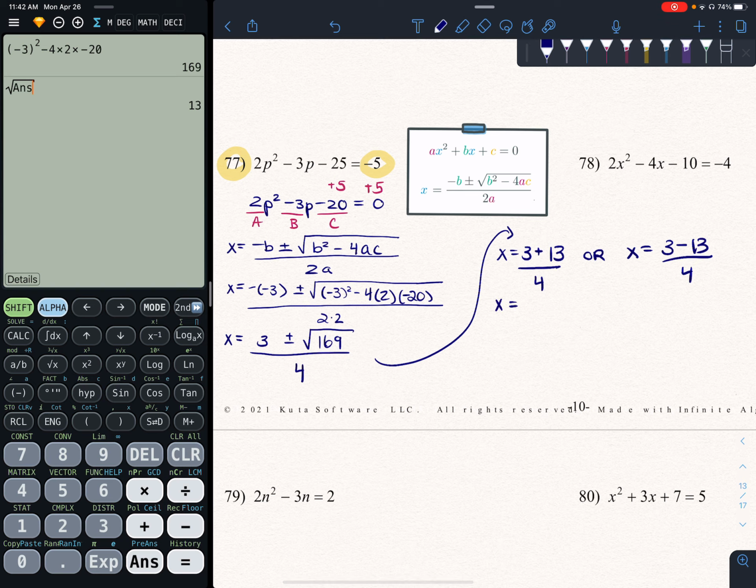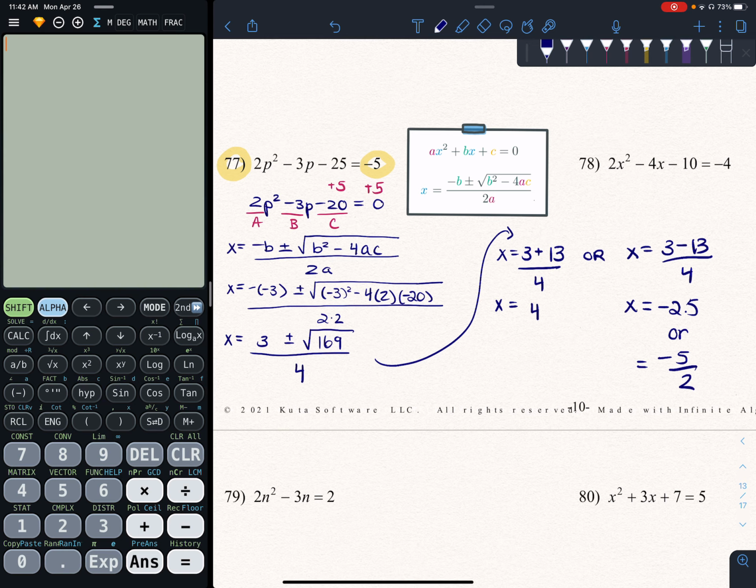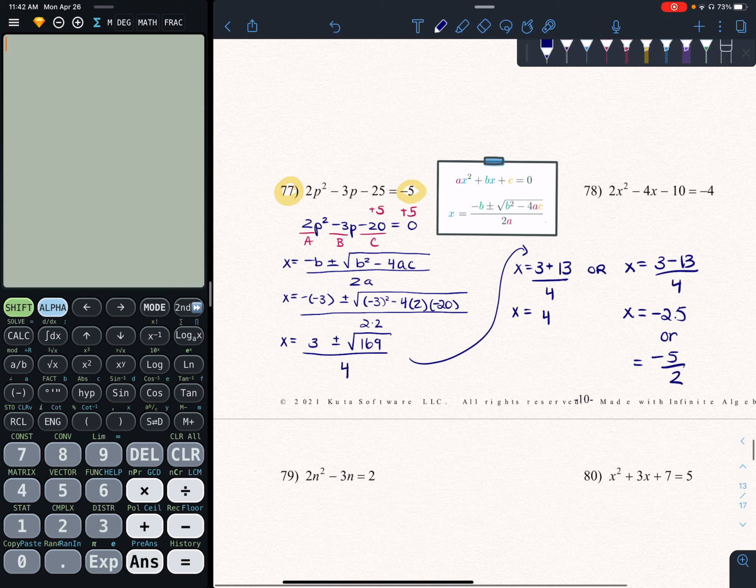So we have to solve each of those cases. So 3 plus 13 over 4, this is going to give us 4. And 3 minus 13 over 4, that's going to give us negative 2.5. Or if you wanted to keep that as a fraction, you could leave it as negative 5 over 2. So that would be your solution. The x equals 4, and the x equals negative 2.5.